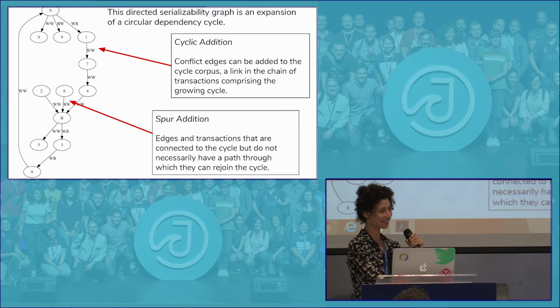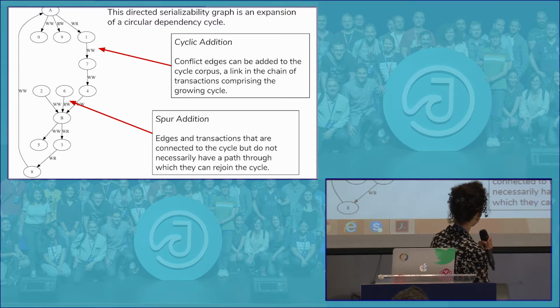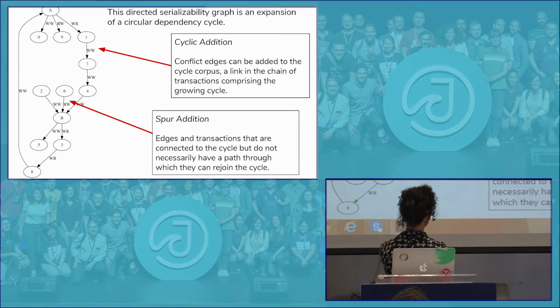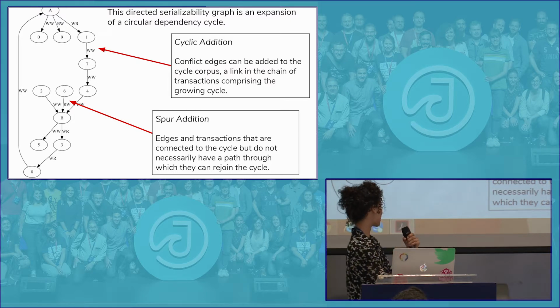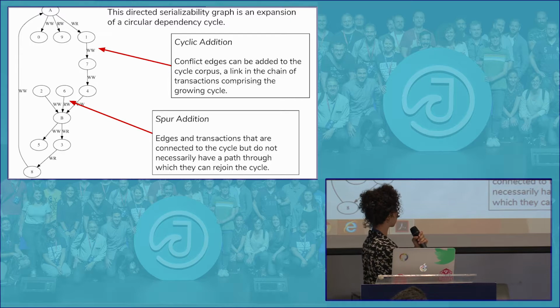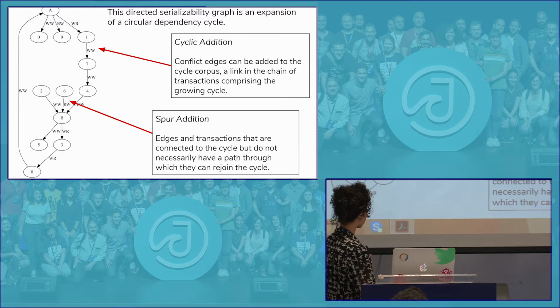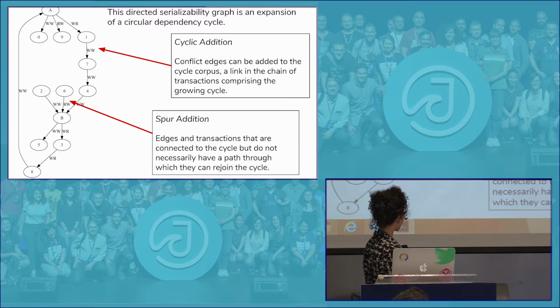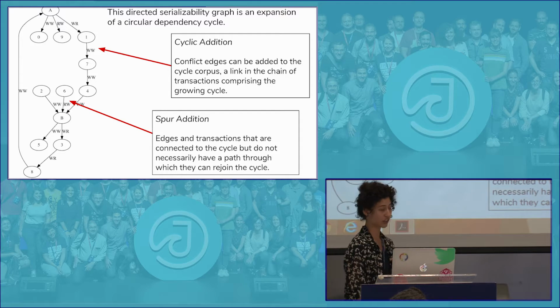Okay, so this directed serializability graph is an attenuated version of the cyclic dependency graph. What we've done is gone ahead and added some cyclic additions. So we added onto the cycle corpus, more or less adding links onto this chain. And we've only selected, as you can see, for ones that connect A and B in this cycle, compatible edges, write-read or write types. Meanwhile, for the spur additions, they are connected to the cycle, but they have no way to loop back and around or rejoin the cycle, so they won't actually morph the content of that cycle.